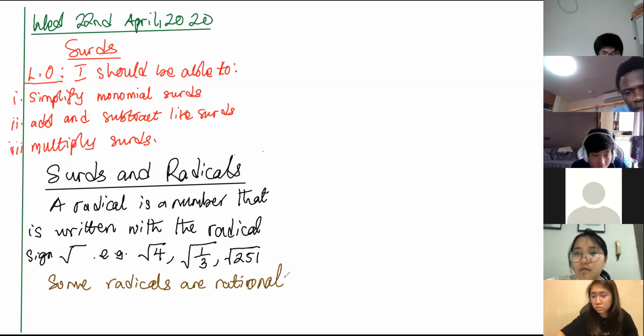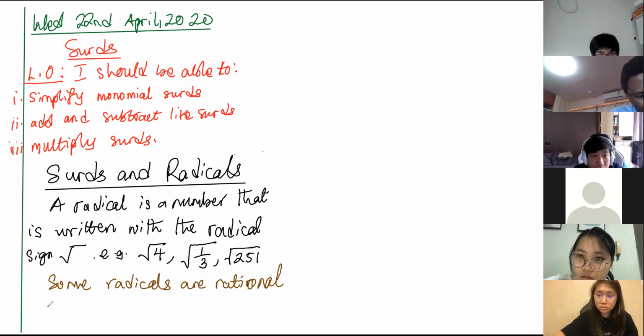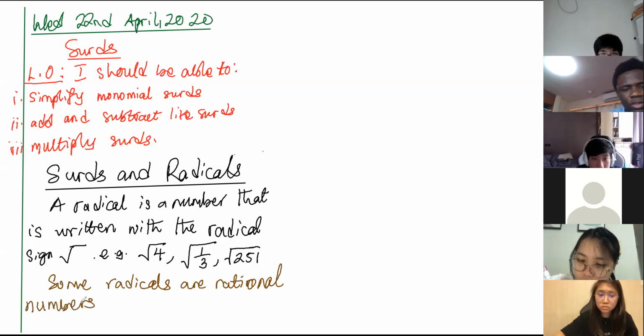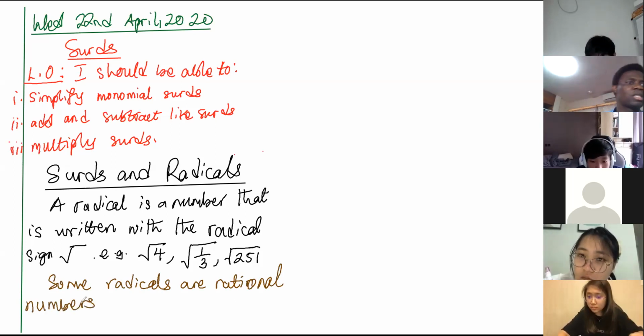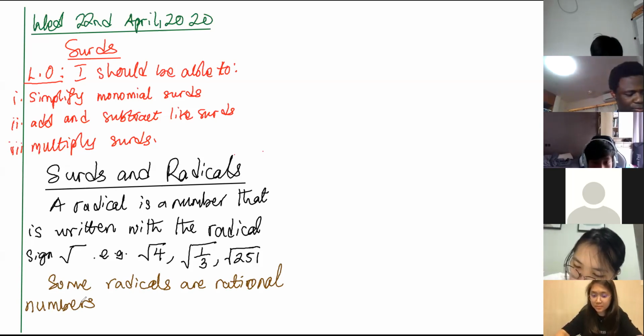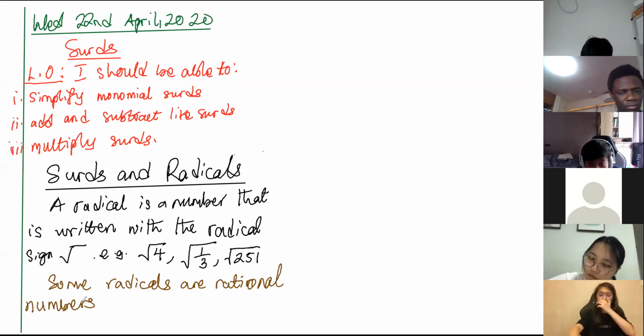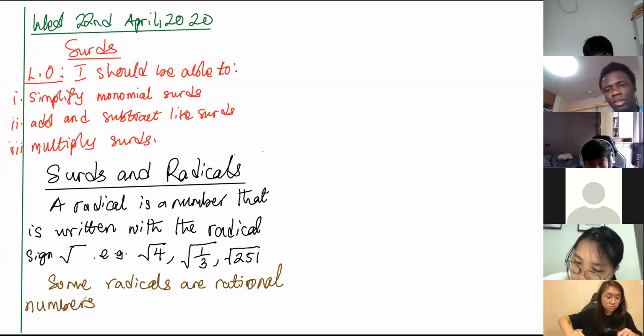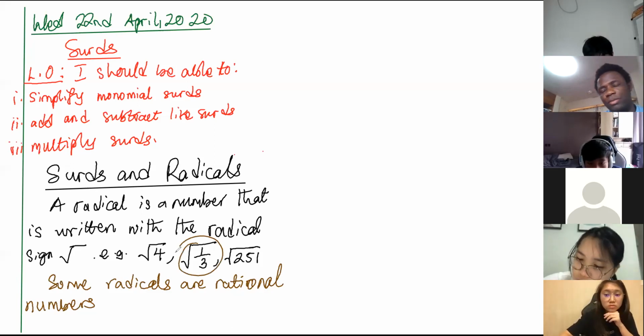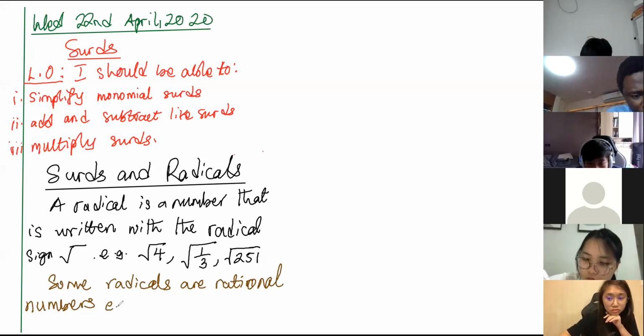So some radicals are rational numbers. Can you tell me which of the numbers that I've written as example is a rational number? Anyone? Square root of 4. So some radicals are rational numbers, e.g., square root of 4.